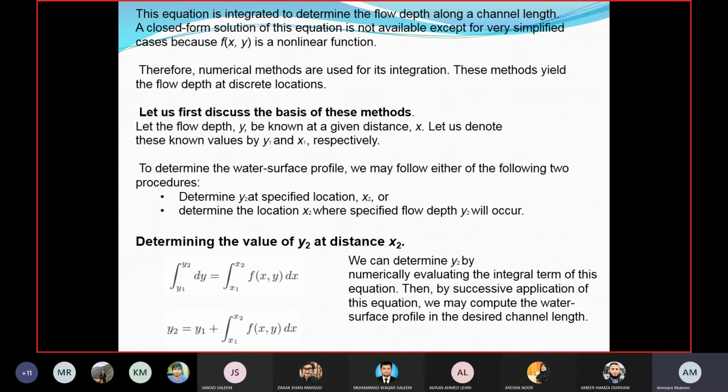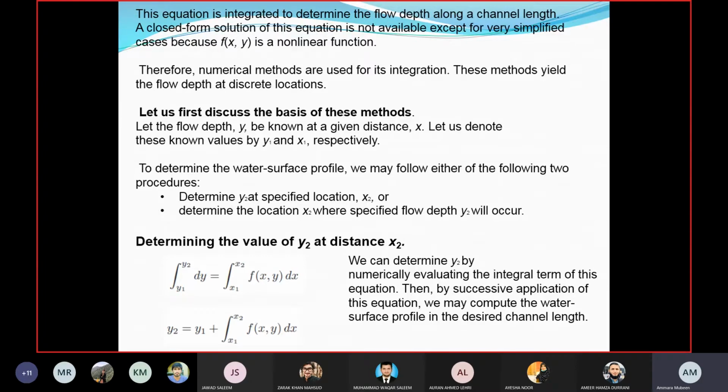Let the flow depth y be known at a given distance x. Let us denote these known values as y and x respectively. To determine the water surface profile, we may follow either of two procedures: determine y2 at a specified location x2, or determine x2 where a specified flow depth y2 will occur. Depending upon these two criteria, there are different methods available to us.